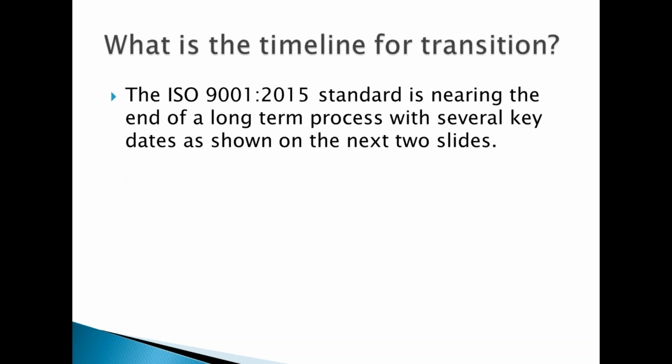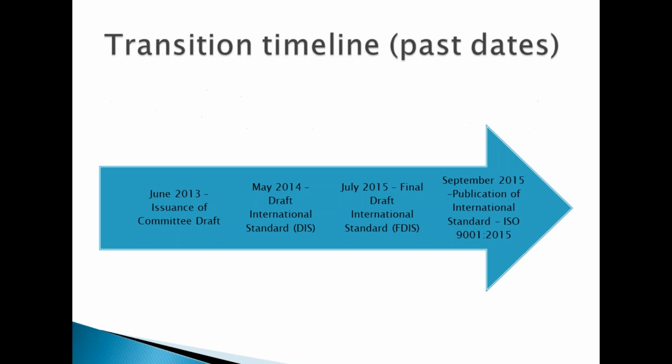Let's take a look at the timeline, and we will start with where we've been. Now the 9001-2015 standard has its roots, as we'll learn, all the way back in 2012, and we'll cover what I mean by that in a second. But the first document that was published of any note was back in June 2013 when we saw the issuance of the committee draft. And the committee draft had a fairly limited distribution, and it was intended primarily for committee members for evaluation purposes and so forth.